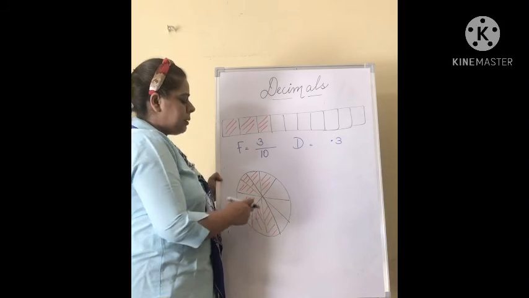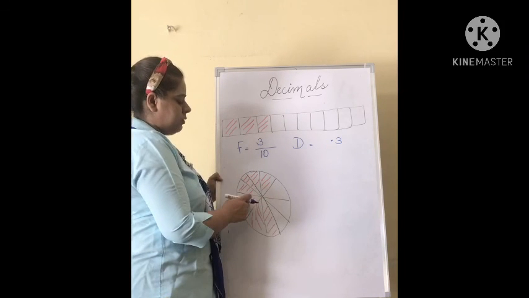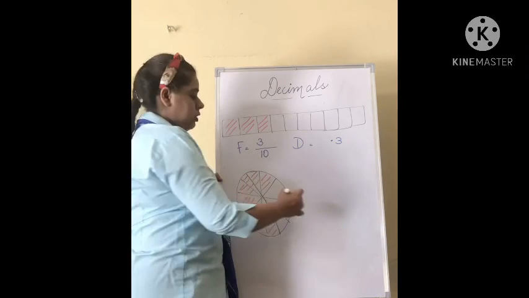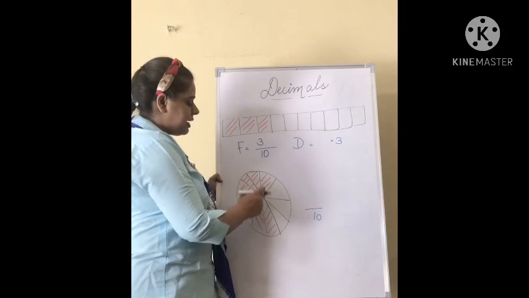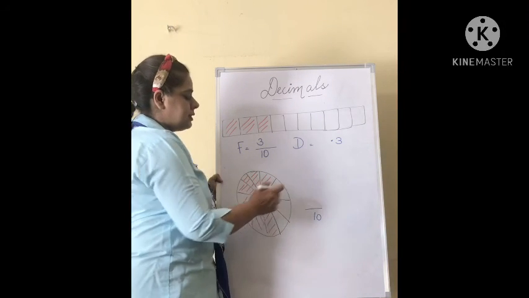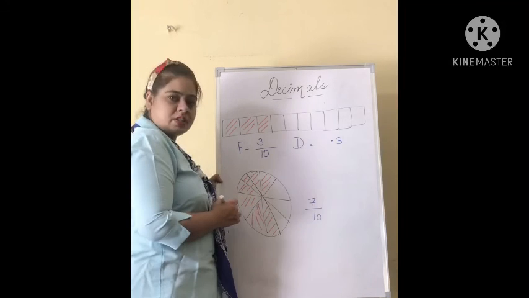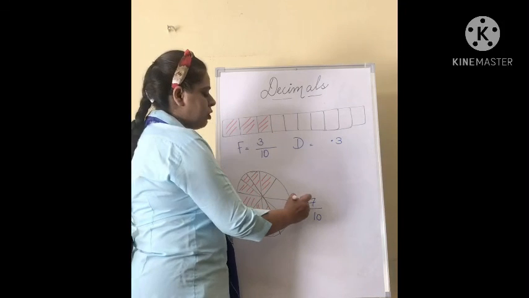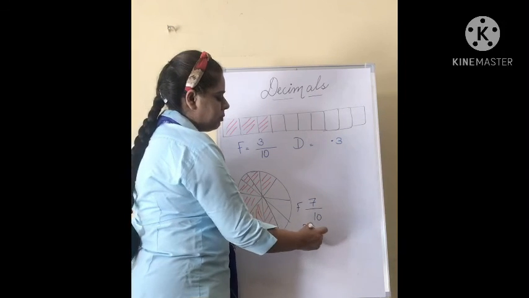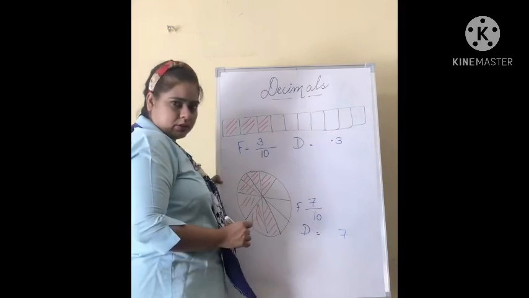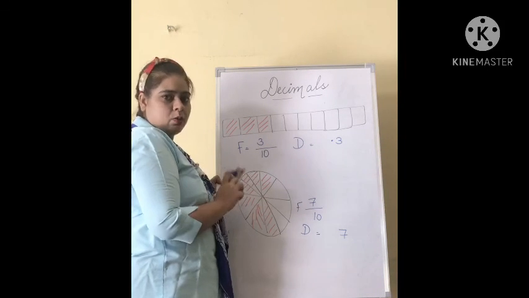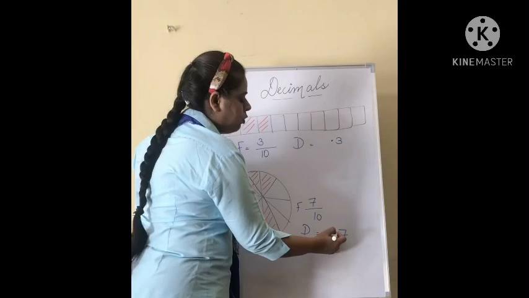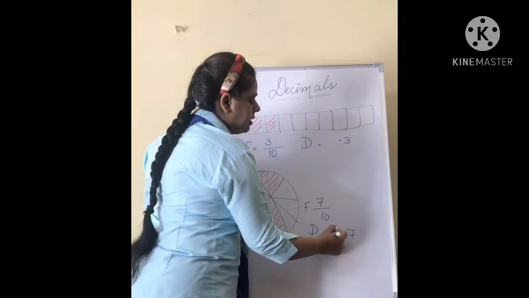How many are total parts? 1, 2, 3, 4, 5, 6, 7, 8, 9, 10. So total parts are 10. How many are shaded parts? 1, 2, 3, 4, 5, 6, 7. 7 are shaded parts. This is fraction form. How will you represent in decimal form? Write 7 as it is. Yes. How many zeros are there in the denominator? 1 zero. So you will put the decimal before 1 digit. So the answer is 0.7.